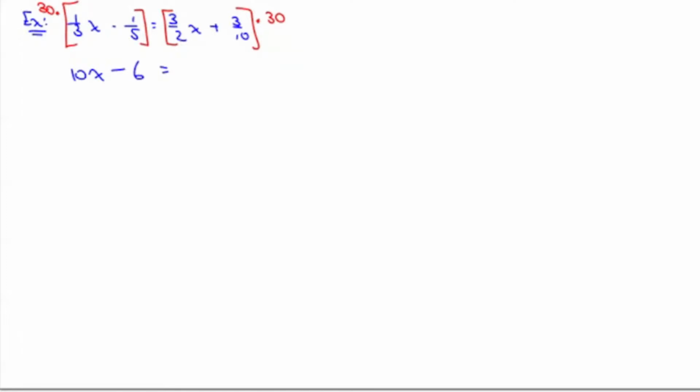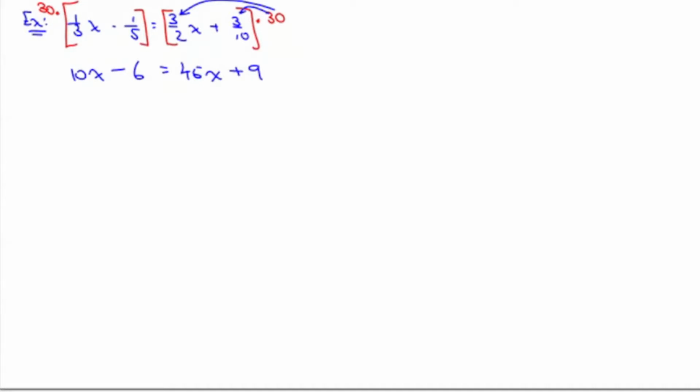Over here, what's 30 times this 3/2? Well, 2 goes into 30. 15. 15 times 3. 45. So this would be 45x. Don't forget the x. And then 30 times 3/10. Well, 10 goes into 30. 3 times 3 is 9. It's a neat way to deal with multiplying by a fraction. Divide up and multiply over. Now we're down to a regular old setup.